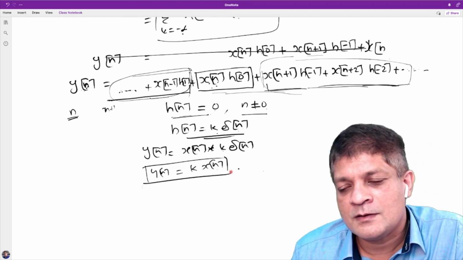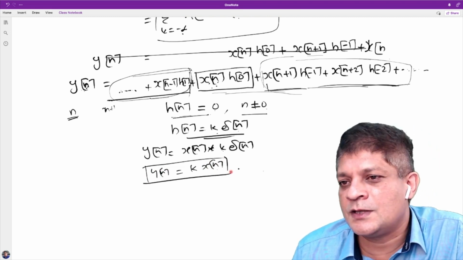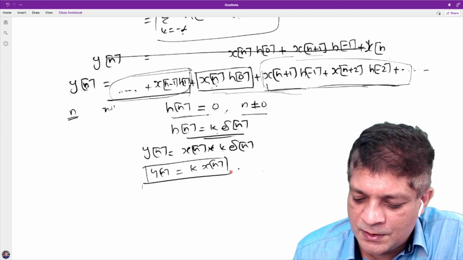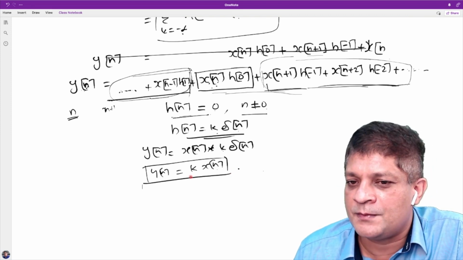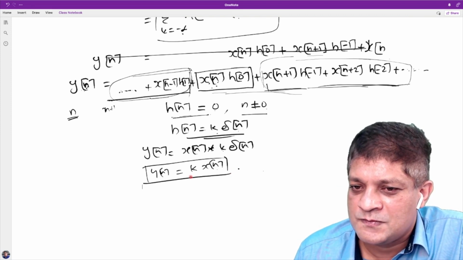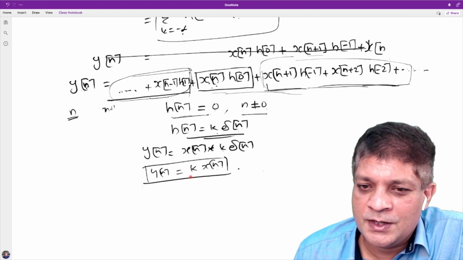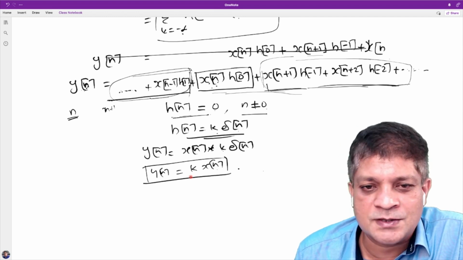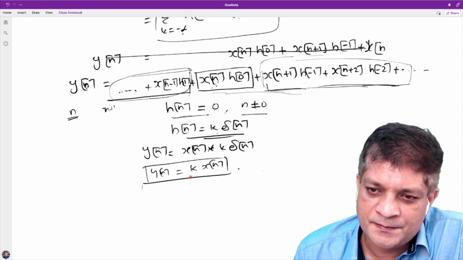So what is this operation? It is scaling. We can say that it is amplitude scaling, isn't it? We are scaling the amplitude with a constant factor, or simply an amplifier. So this is the only operation possible with a memoryless LTI system. You cannot do any other operation.